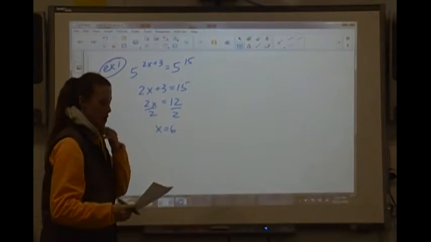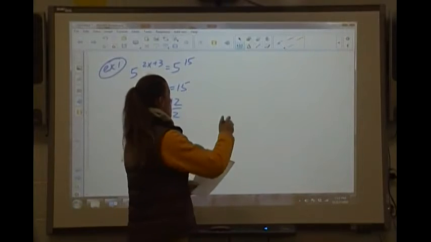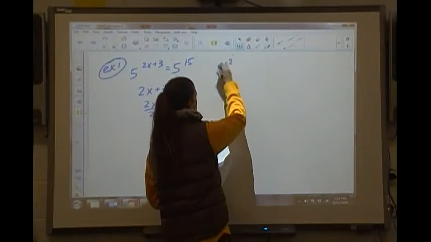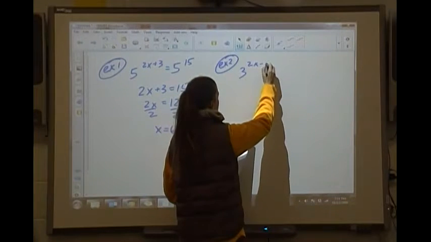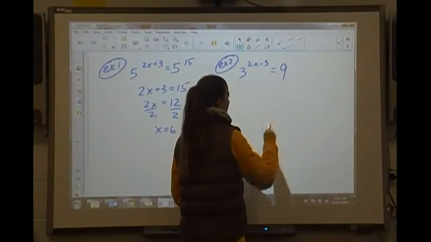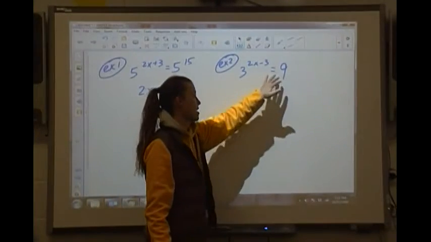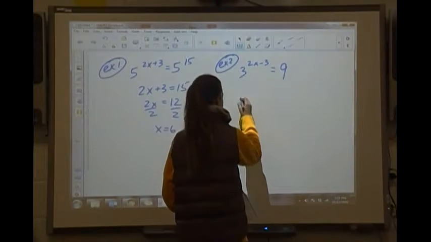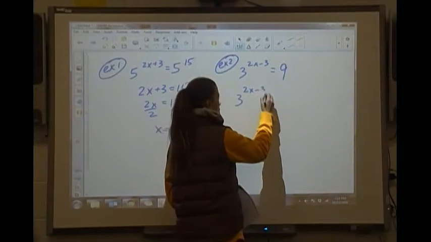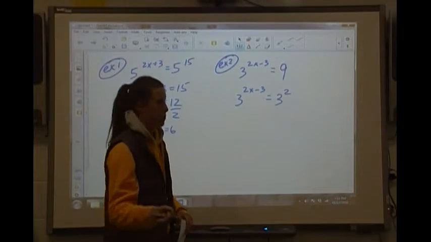So not too bad. Then we want to take a look at one where we actually have to change that base. So if we have one like 3 raised to 2x minus 3 is equal to 9, we have to change. This is not the one-to-one property because 3 and 9 don't have the same base. But we can change 9 into something that has a base of 3. So that can be 3 squared. Now we have the same base. Now we're able to do that.